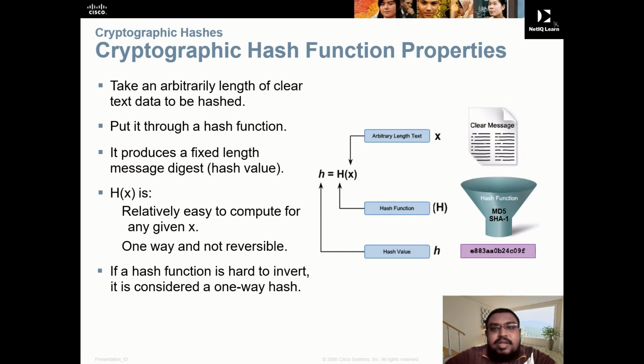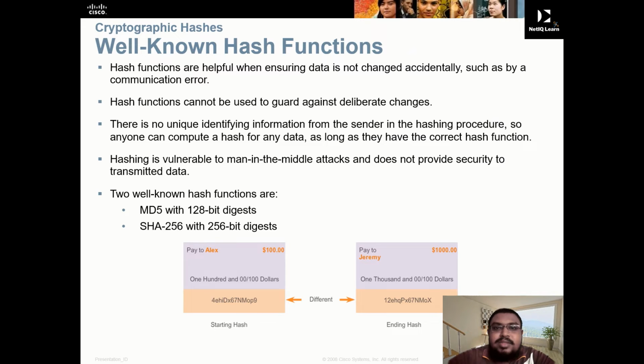Once the hash value is generated based on a clear message using a hash function, then no one can recover the clear message using that hash function and hash value again. It is working only in one direction, clear text to hash value. Hash functions are helpful when ensuring data is not changed or altered accidentally, such as by a communication error.